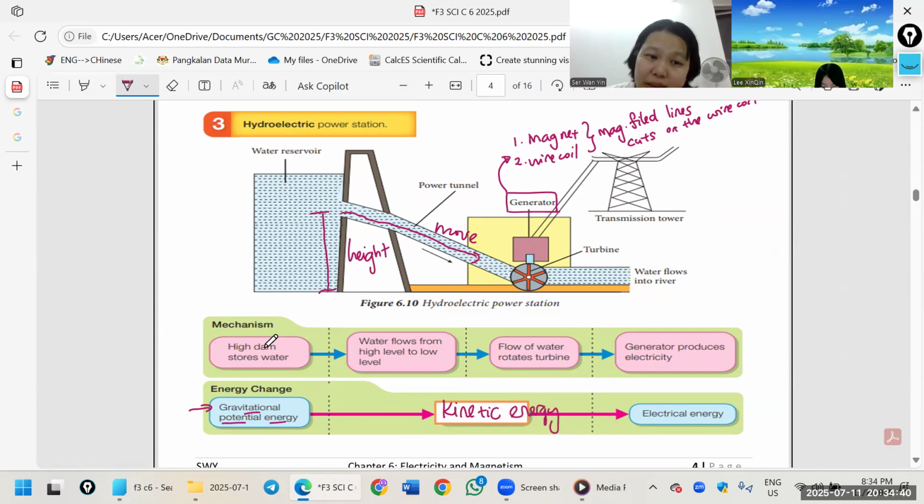So the mechanism is high gravitational potential energy. Water flows from high level to low level. Flowing water rotates the turbine, all are movement. Movement means there is kinetic energy. The energy of movement is called kinetic energy. Then the generator will produce electricity. Then it will turn into electrical energy.